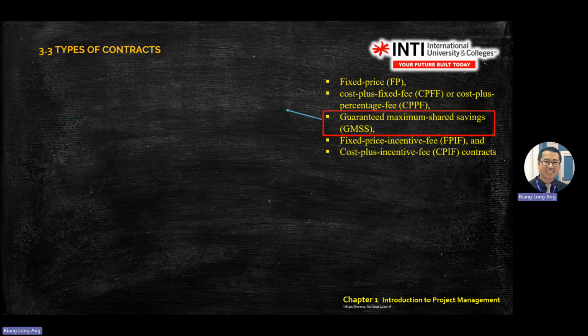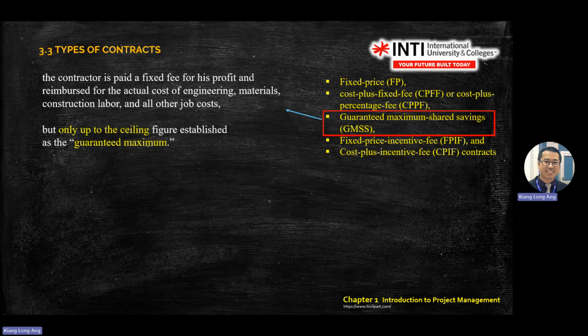The third one is GMSS, guaranteed maximum share saving. So this one, they will give you a guaranteed maximum, right? The contractor is paid a fixed fee for profit and reimbursed the actual cost of engineering. So this is more on construction. If you are applying the GMSS contract, it means your profit is guaranteed. And you can do reimbursement, meaning you can claim your equipment rental, all the heavy machinery or labor costs, from the contract. This is GMSS. It means you already settle your profit, right?